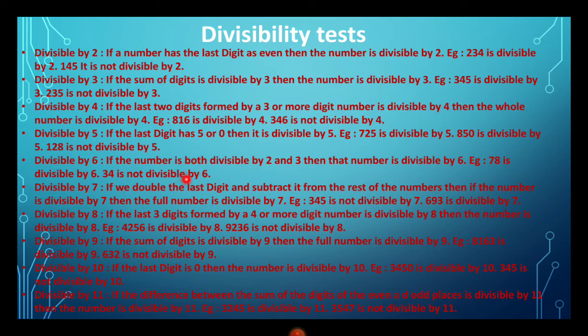Divisible by 7. This is very tricky. If we double the last digit and subtract it from the rest of the number, and the result is divisible by 7, then the full number is divisible by 7. Example, 345 is not divisible by 7, 693 is divisible by 7. So let's see this.